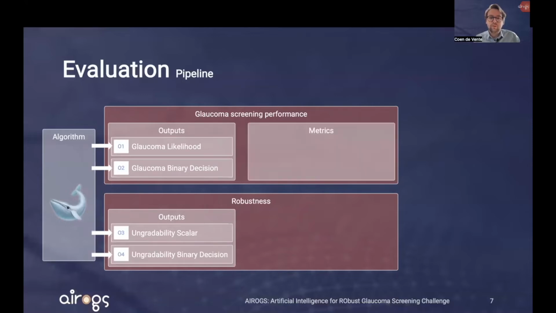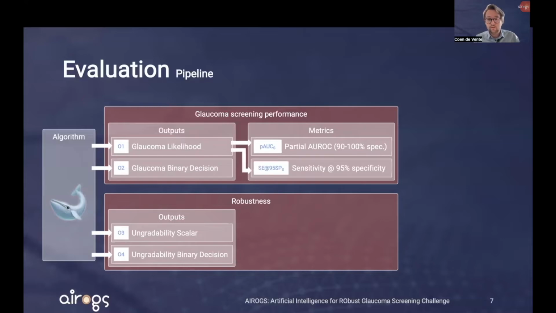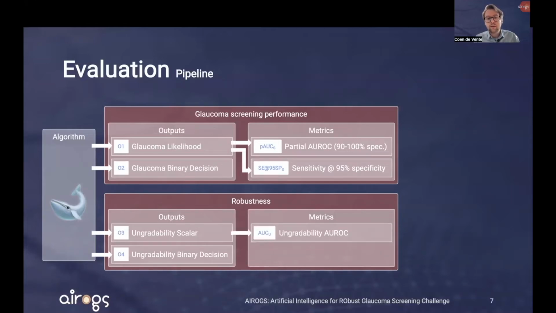And then for the glaucoma screening, we had two metrics: the partial area under the receiver operating characteristic curve from 90 to 100% specificity, since for the screening problem, we are especially interested in high specificities to not overload the healthcare system. And the sensitivity at also a high level of specificity, namely 95% specificity.